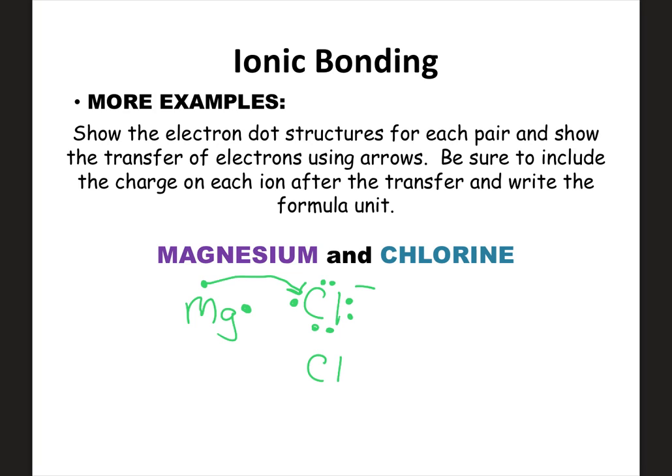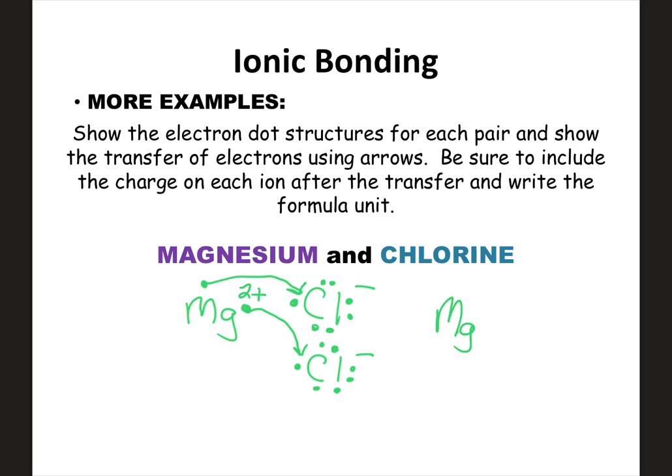So another chlorine comes in, but each chlorine comes in with 7 valence electrons. So then magnesium will send his other valence electron there to the chlorine. Chlorine becomes 1 minus. Magnesium lost 2 electrons, becomes 2 plus. Every element in your picture has a charge. Everybody is happy. So now you write the formula unit.